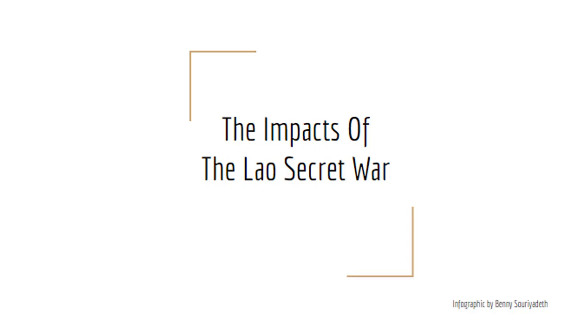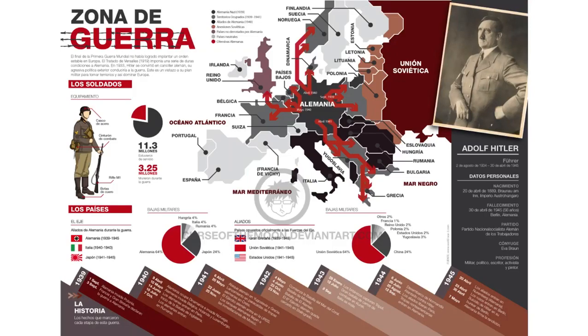My name is Benny, and my infographic is on the impacts of the Lao Secret War, which were U.S. military bombing operations on the land of Laos in the midst of the Lao Civil War. Here's my visual model, as well as my color model, using variants of red and black.